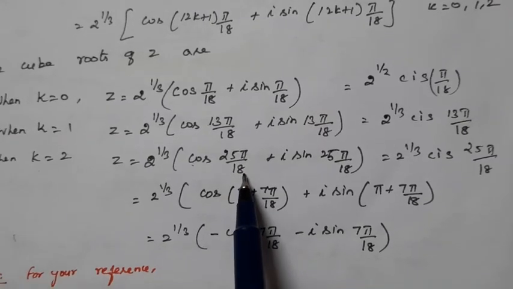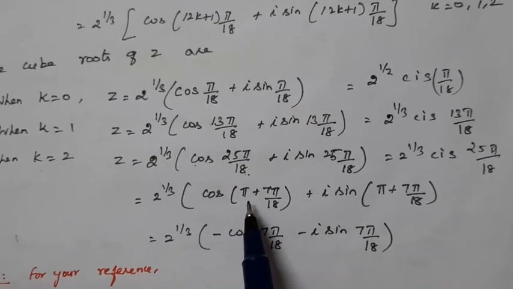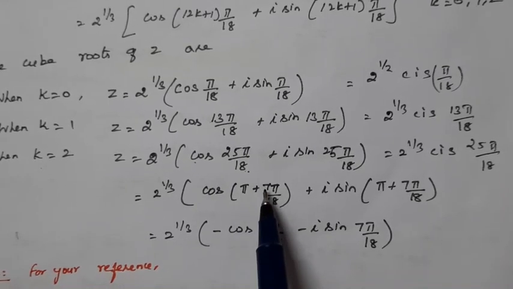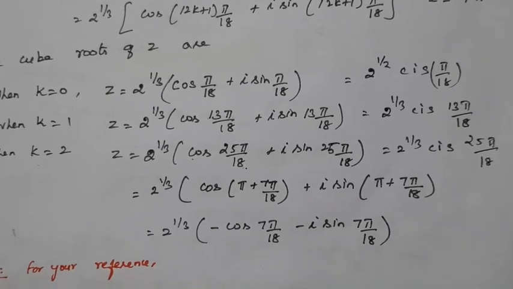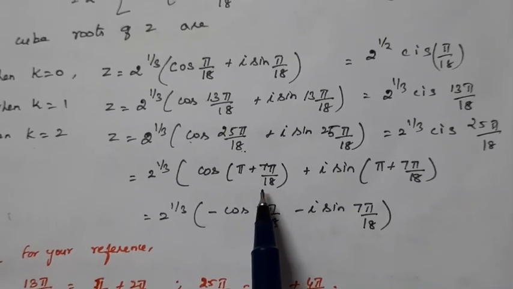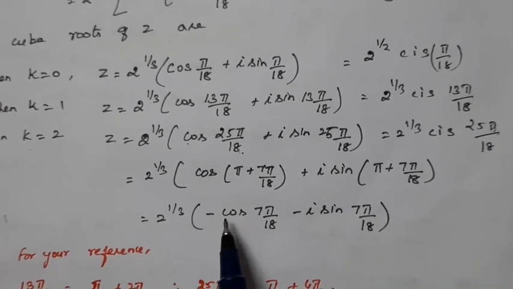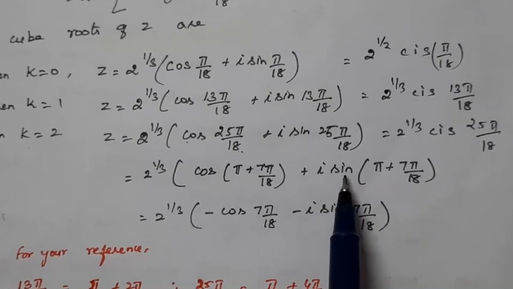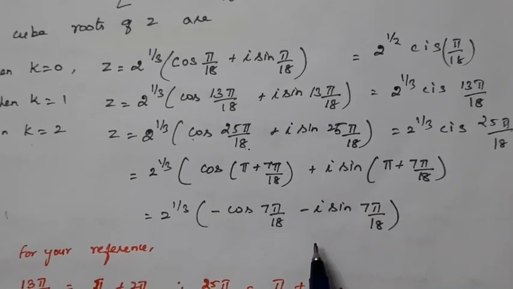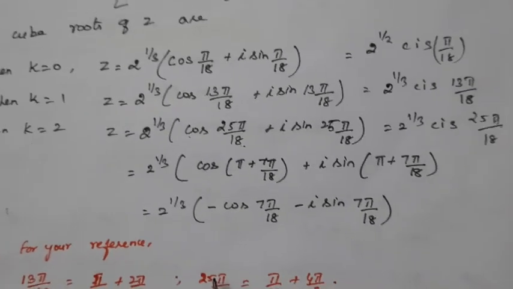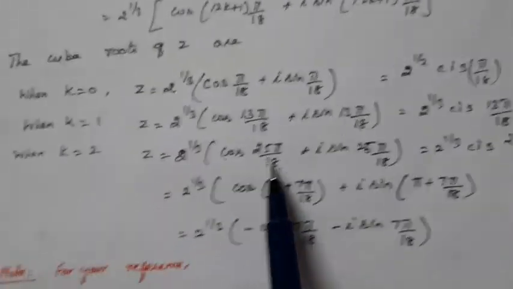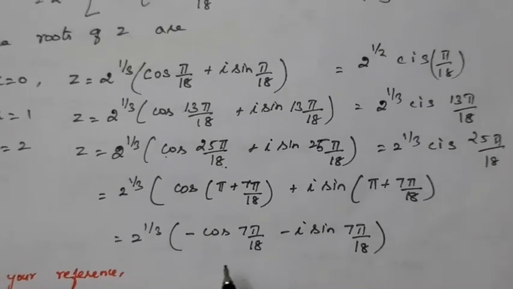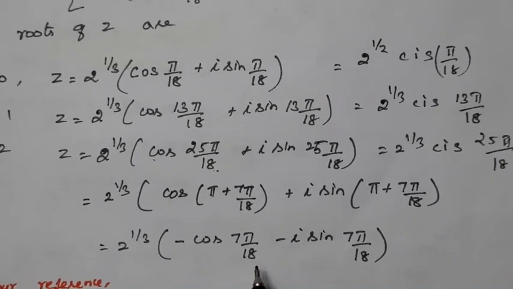Now 25 pi by 18, we can also split as pi plus 7 pi by 18, that is 18 plus 7. Pi plus means it lies in the third quadrant, where both cos and sin are negative, so it will be minus cos and minus sin. So these are the three values. You can stop with cis 25 pi by 18, or you can reduce it to minus cos 7 pi by 18.